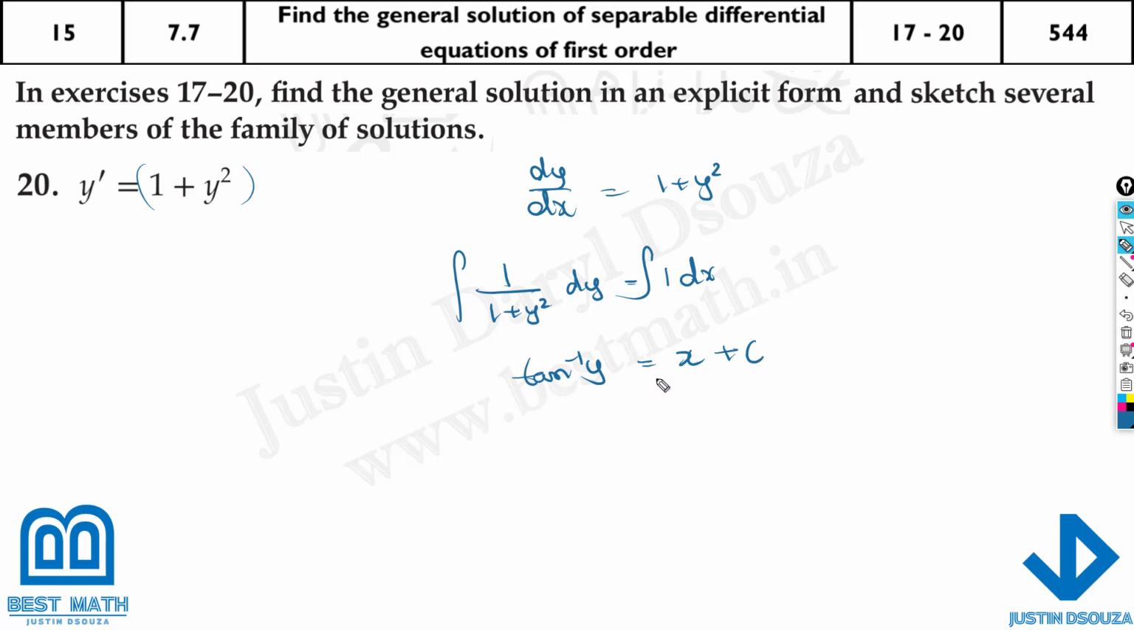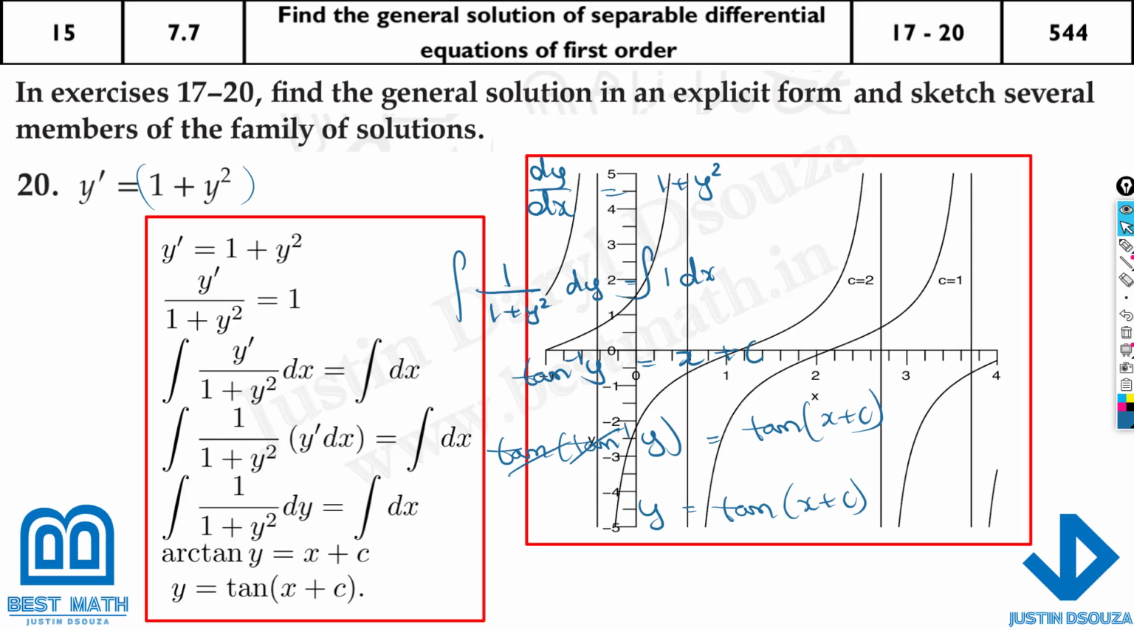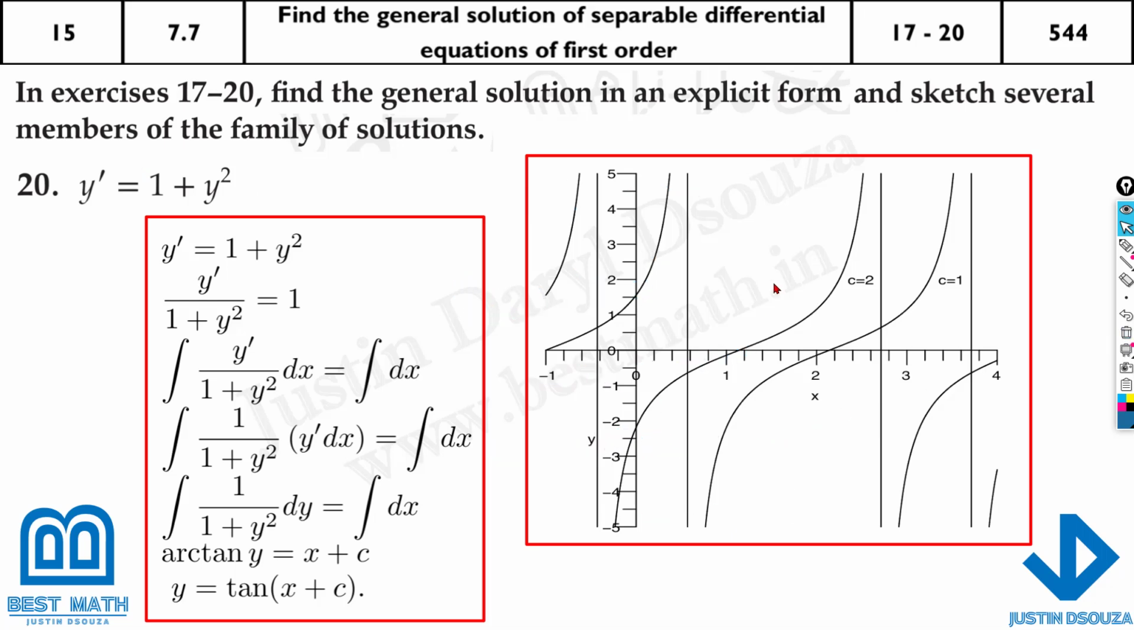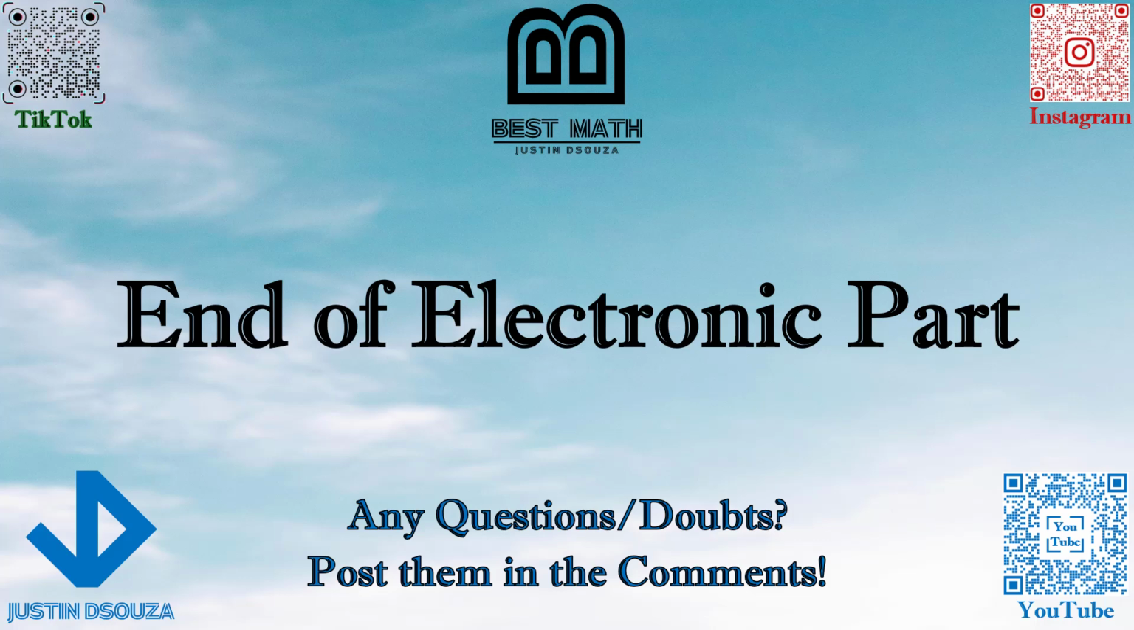And now take tan on both the sides. If you take tan over here, tan of tan inverse y basically cancels off, is equal to tan of x plus c. So why did we do this? This cancelled off. y is equal to tangent of x plus c. That is the final answer. So here you can see tan of x plus c. And you will get tan graphs. You know, tan graphs are like this. So at different c values. And that is the end of all the electronic part questions.